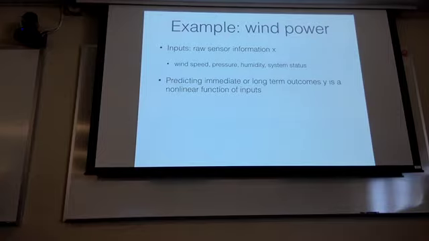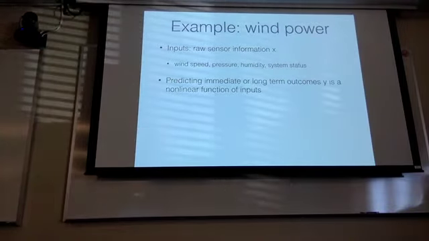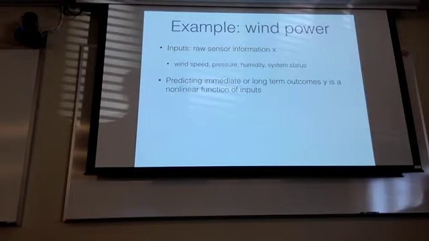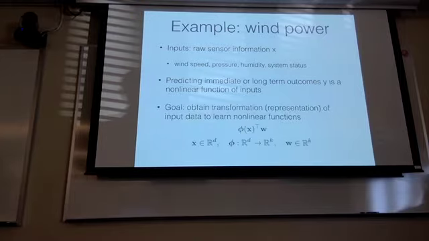For these types of prediction problems, we're typically going to have pretty complicated functions. We're going to have some complicated function from our sensory information X to whatever our target variable Y might look like. So these are going to be nonlinear functions of our inputs. So to actually learn these nonlinear functions, the strategy I would like to take is representation learning.